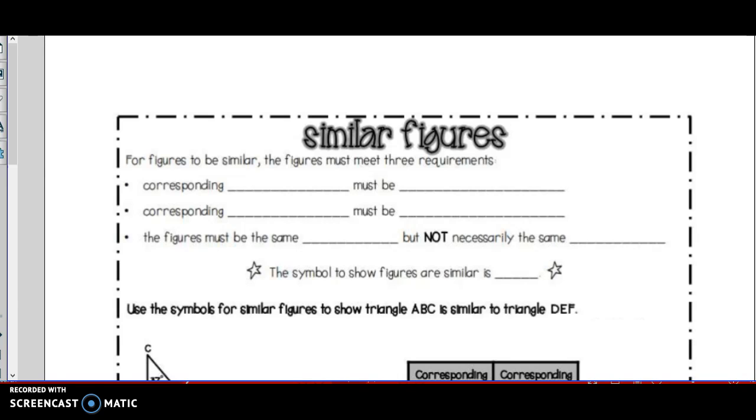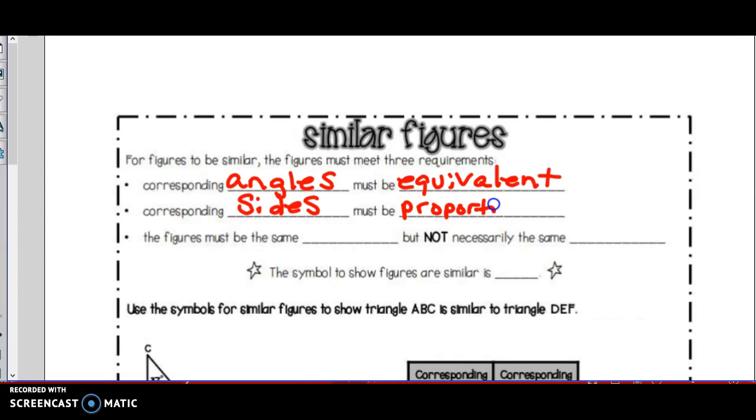The corresponding angles must be equivalent. And the corresponding sides must be proportionate. The figures must be the same shape, but not necessarily the same size.